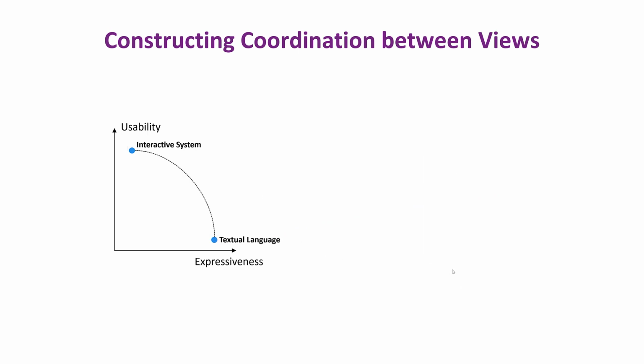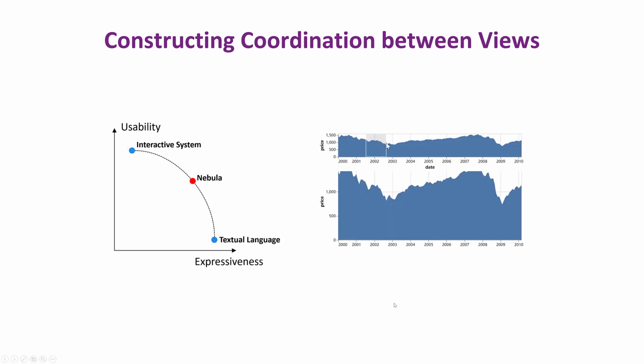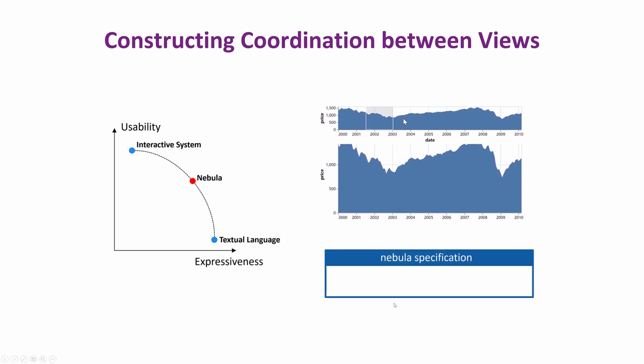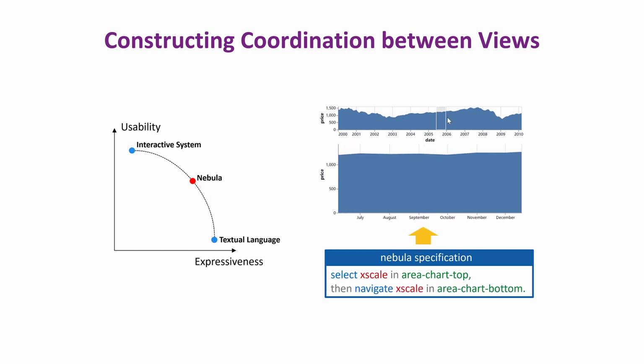The gap between the usability and the expressiveness of existing tools motivates us to develop Nebula, a grammar for rapid construction of flexible coordination. For two separated views, users could specify a natural language sentence to describe how to perform the desired coordination. Nebula will parse the sentence and coordinate the views correspondingly.